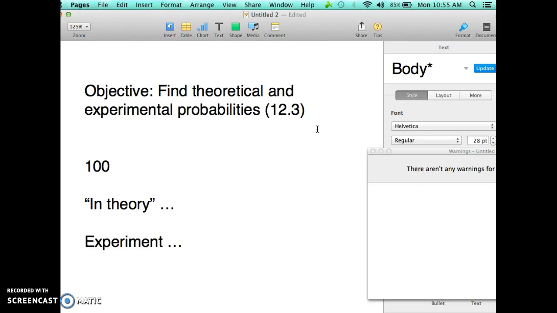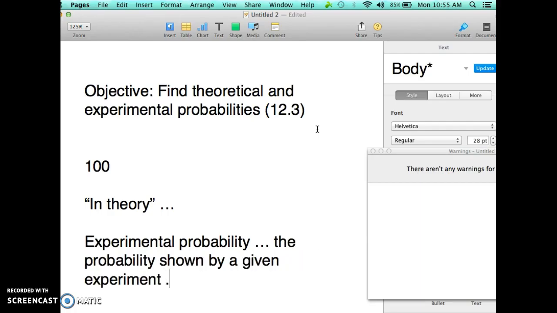And then in the actual experiment, will you get that many heads? Like, if you flip a coin 100 times, will you get exactly the amount of heads that you should in theory? Well, probably not. So your experimental probability is what you got for that experiment, shown by a given experiment. For example, if 53 heads, then 53% heads.